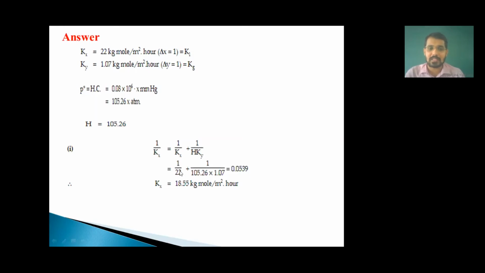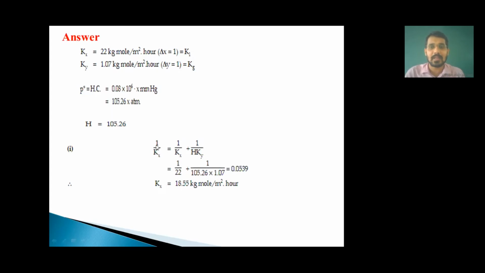So 1 upon kx, kx is given, 22 kg mole per meter square hour, and 1 upon H, H is given, that is 105.26, and ky is 1.07. Just calculate and you will get this value 0.0539. This is the value for 1 upon capital Kx, but we have to find capital Kx, the overall mass transfer coefficient. So 1 upon 0.0539 is equal to 18.55. This 1 upon Kx is the resistance to mass transfer in a liquid phase.